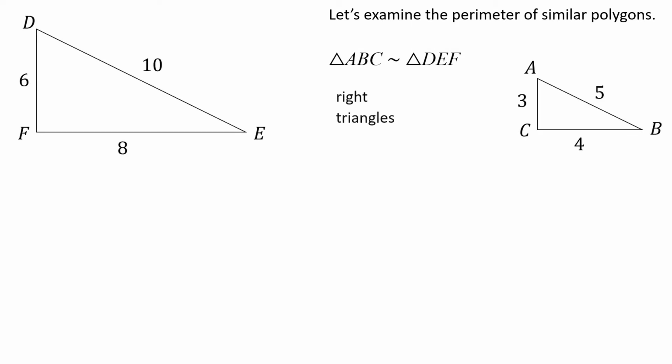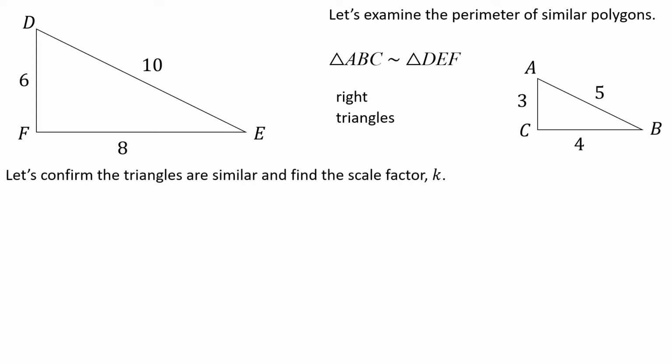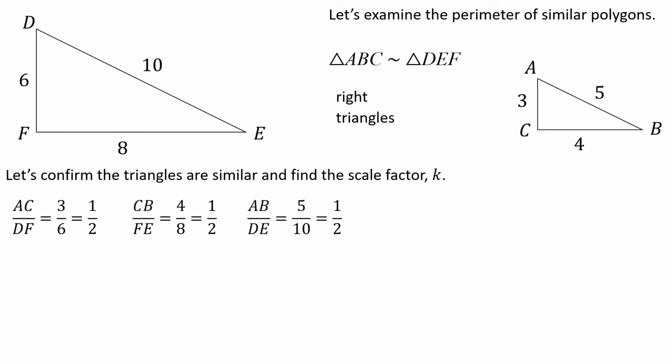Okay, got a couple of similar polygons here. They're triangles. In fact, they're right triangles. The scale factor, let's make sure we know what the scale factor is. It looks like if I have the large triangle and multiply everything by 1/2, I get the smaller triangle. So I'd say that k could be 1/2.